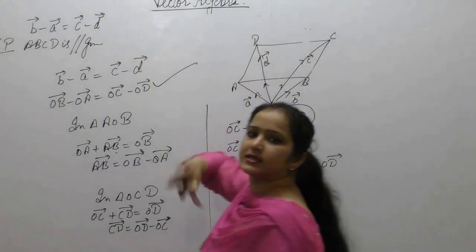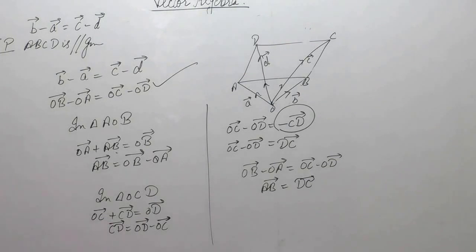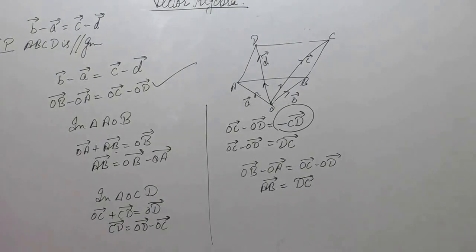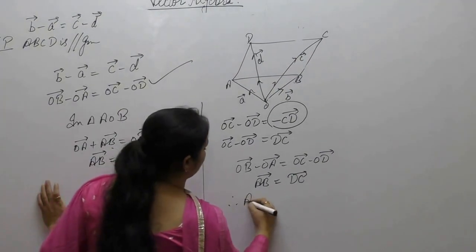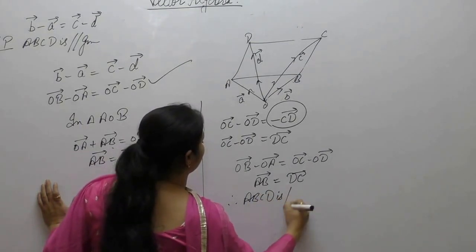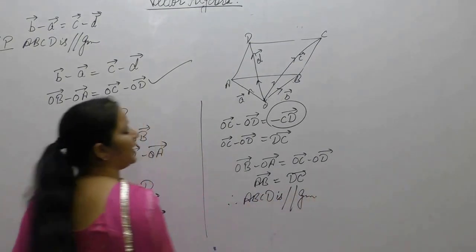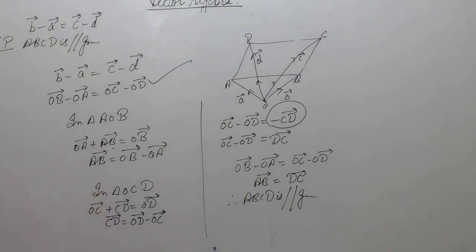If AB is equal to DC, then ABCD is a parallelogram. Opposite sides are equal, therefore ABCD is a parallelogram.